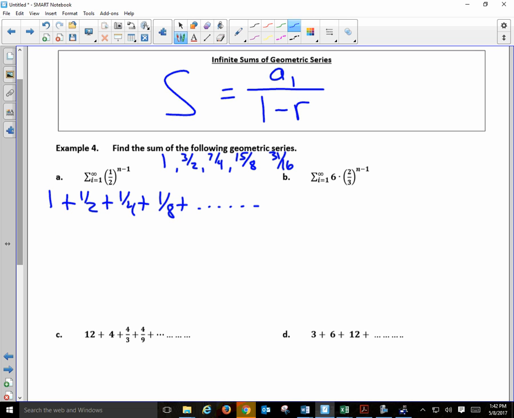Let's try our formula. Sum is equal to, what's the first term? Divided by 1 minus r. What's r? What's your ratio? What's 1 minus a half? What's 1 divided by a half? If you sum up an infinite number of those terms, you come up with 2.